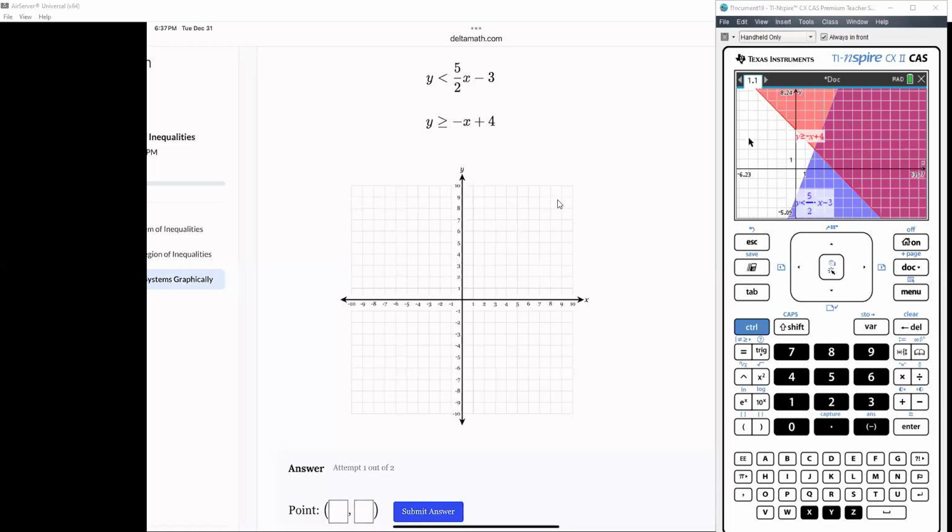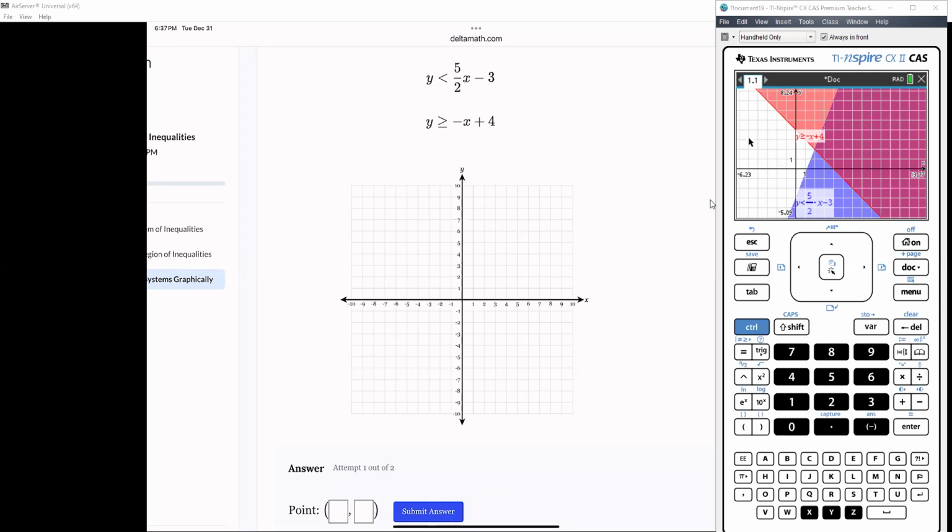Hey guys, this is Mr. H, and this is the last one in the graphing system of inequalities. This is basically what you're going to see on the January 22nd Regents. They're going to give you two inequalities, and they want you to graph them.